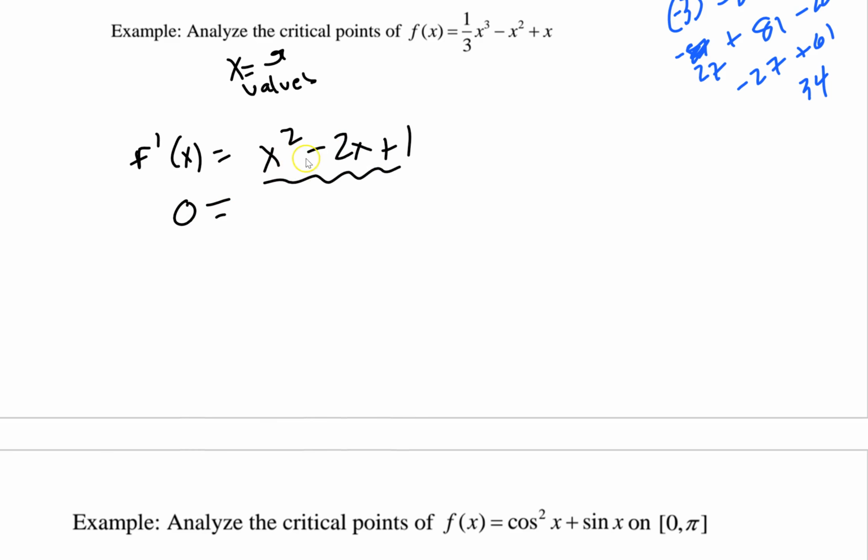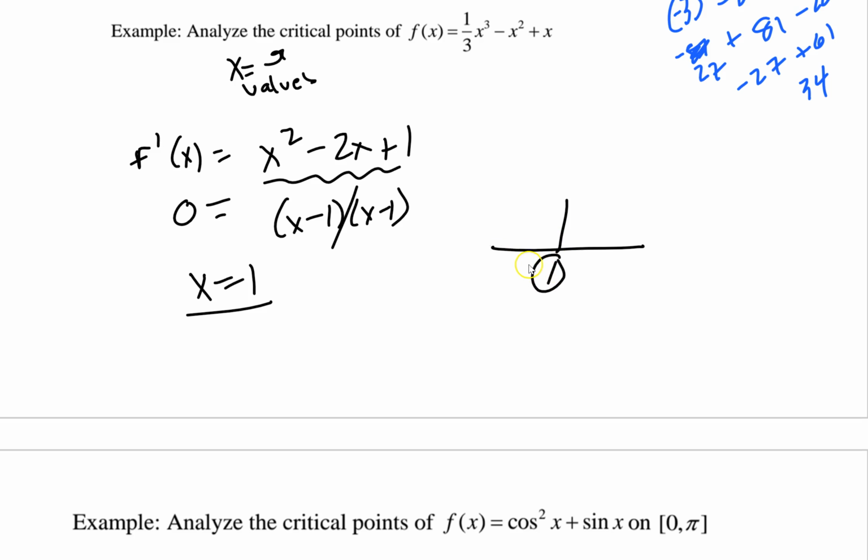Now again, this has to be factored, that's how you solve it with the quadratic. That's x minus 1 times x minus 1. So I just get x equals 1. Split it up, get the same answer twice. So I only have one critical point. So plug that in. So there's my sign chart.